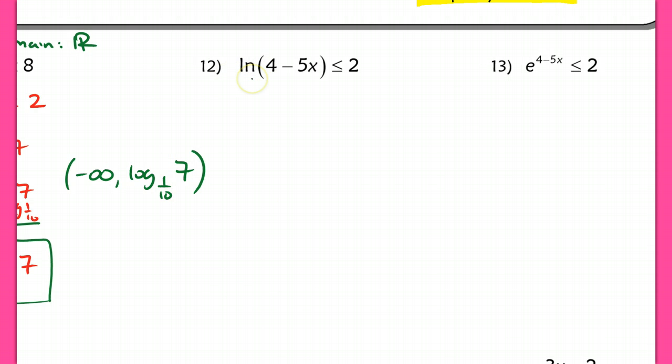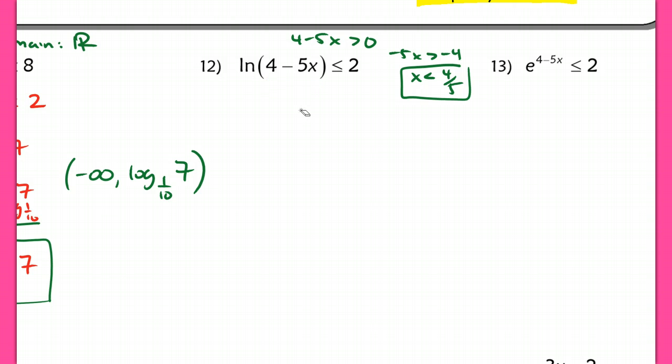Okay, now in problem number 12, we have to take a look at the fact that this log function has a different domain than we had in the last problem with that exponential. So our domain here is going to be all values that are positive, so 4 minus 5x has to be greater than 0. When I solve this and flip the sign, I get x is less than 4/5. So any value that I get for x must be less than 4/5. I have to take this domain restriction into account when I solve this problem.